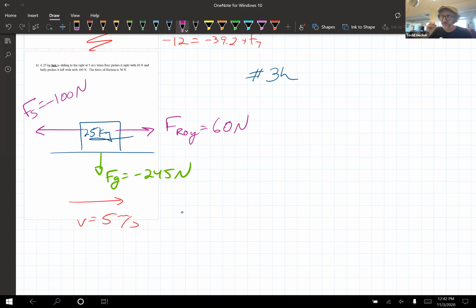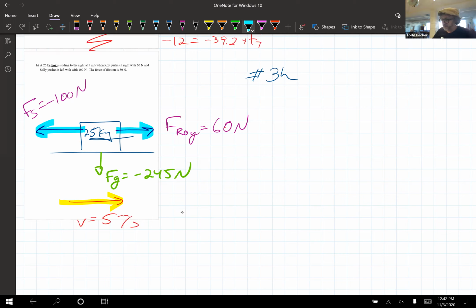All right, please remember, friction opposes motion, not force. The box is currently moving to the right. Roy is trying to make it go faster. Sally is trying to make it go slower. What is friction trying to do? Trying to make it go slower.